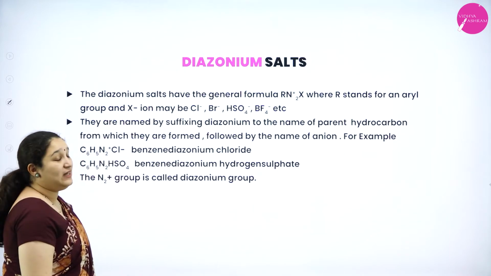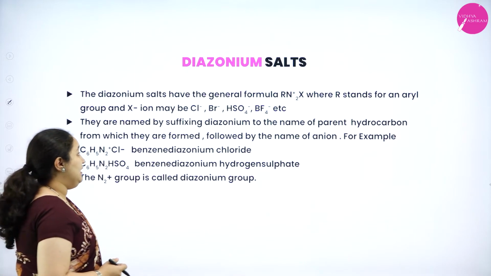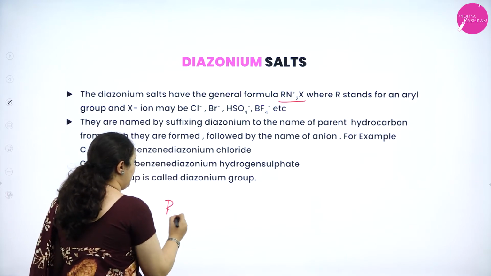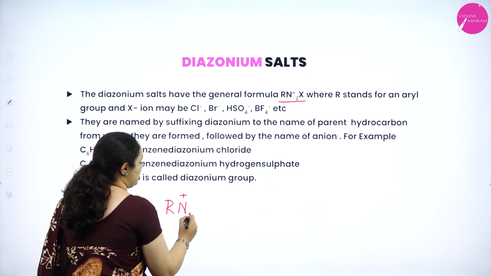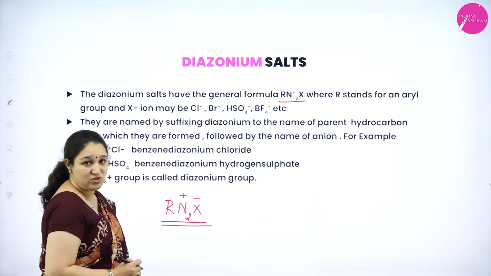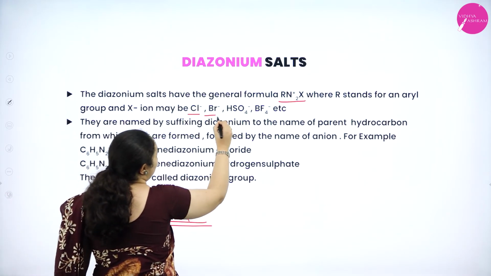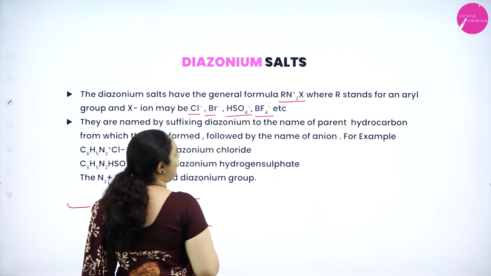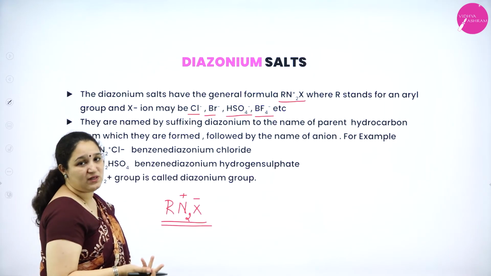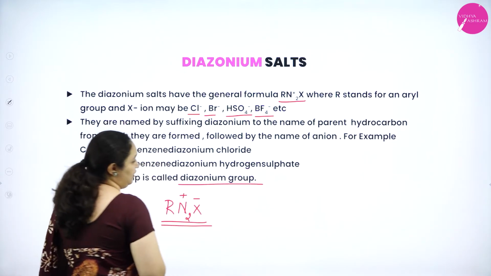Next is about the diazonium salts. Now, what are these diazonium salts? They have a general formula RN2 plus X minus. RN2 with a positive sign, X minus. Such salts we call diazonium salts. Now, the X minus ion can be chloride, bromide, HSO4 minus, BF4 minus, etc. R stands for aryl group and N2 we know is nitrogen. N2 plus is also called the diazonium group.